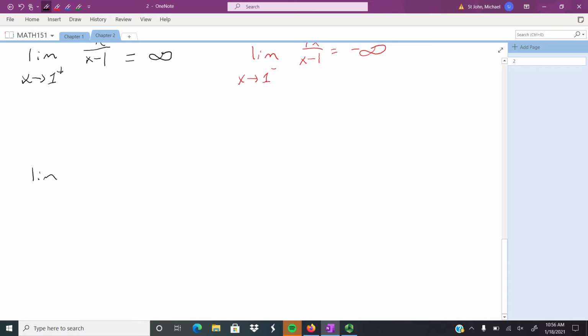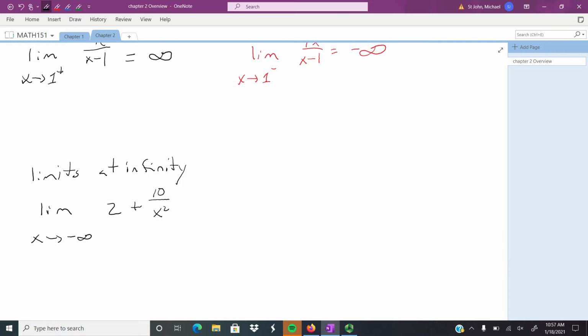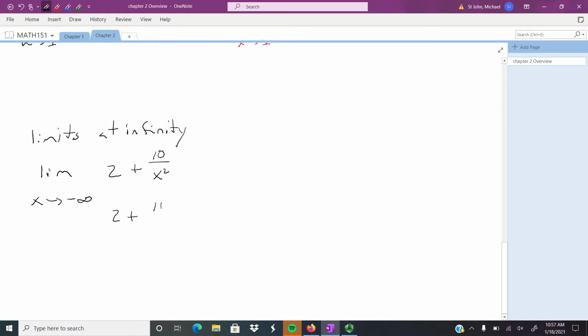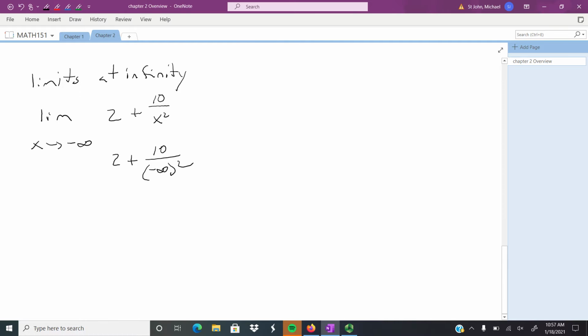Well, how about limits at infinity? So what if I had something like this? What is the limit as x goes to negative infinity of 2 plus 10 over x squared? So this is going to be 2 plus 10 over negative infinity squared. Basically you've got 10 divided by an infinitely large number, and so that is basically just going to be 0. And so my limit here will be 2.